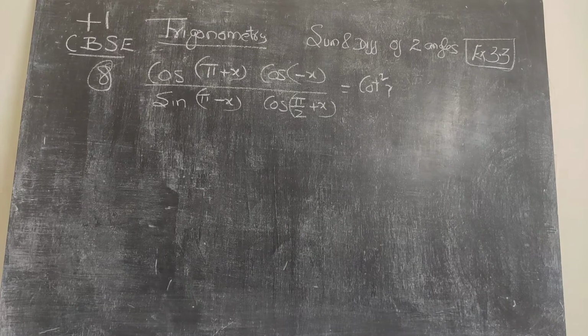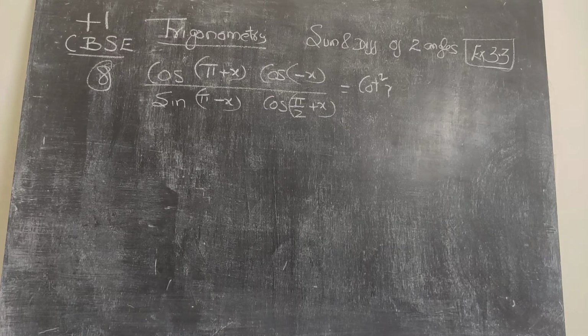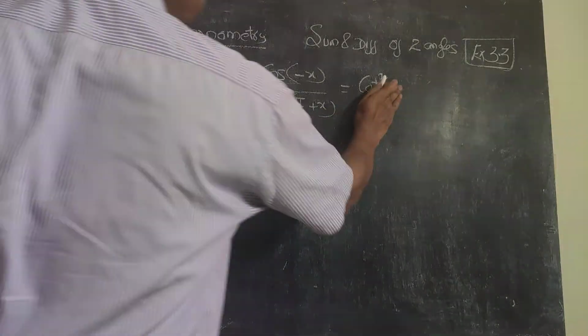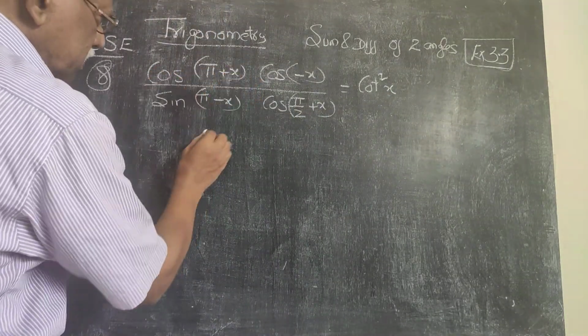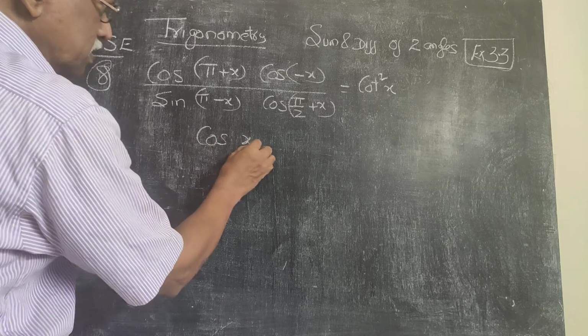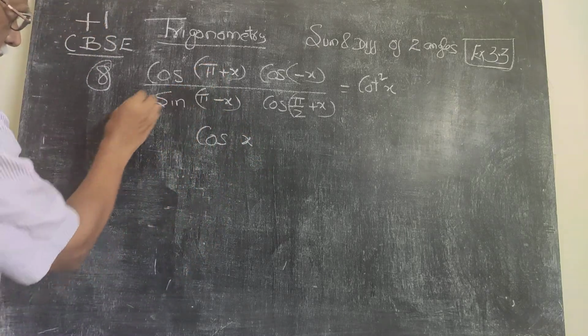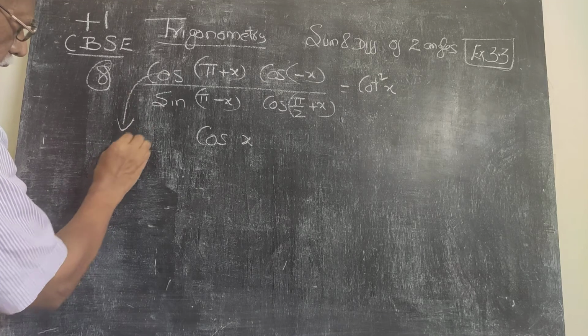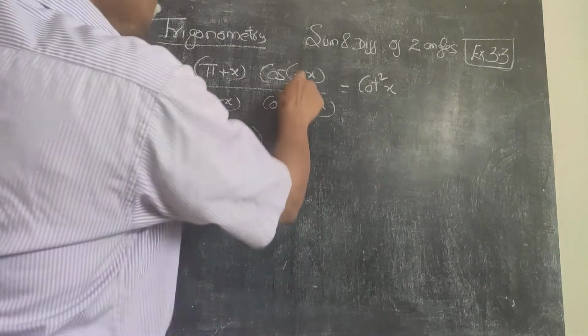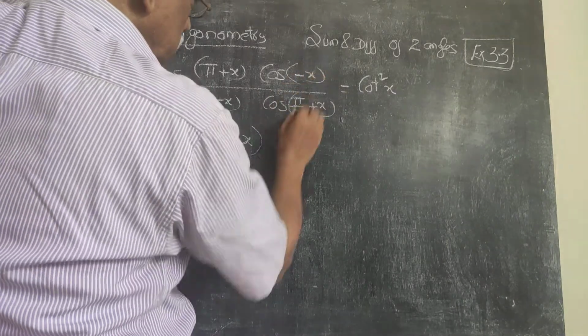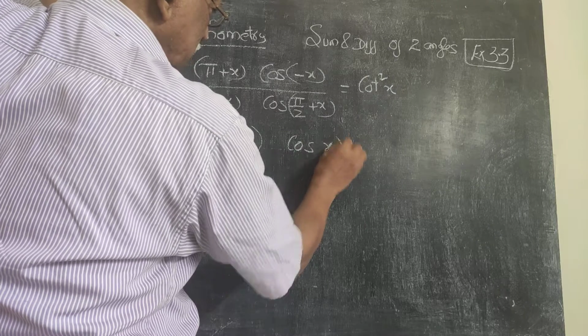8th problem: cos(pi + x) multiplied with cos(-x) divided by sin(pi - x) into cos(pi/2 + x). We have to prove that this is equal to cot square x. Cos(180 + x) is cos x, but 180 plus x is in the third quadrant. In third quadrant this is minus, and here is cos(-x). Cos(-x) is cos x.